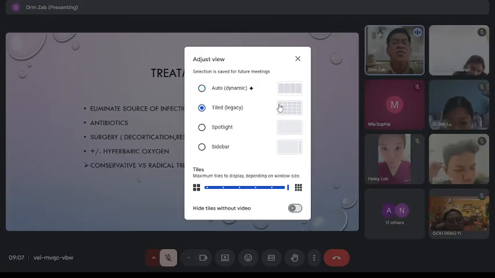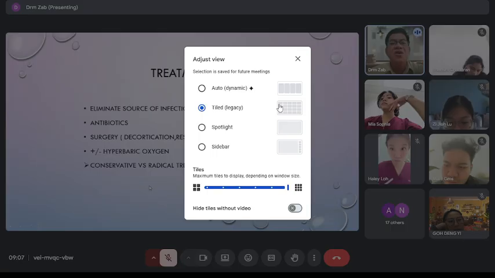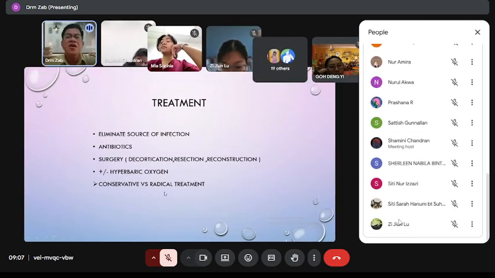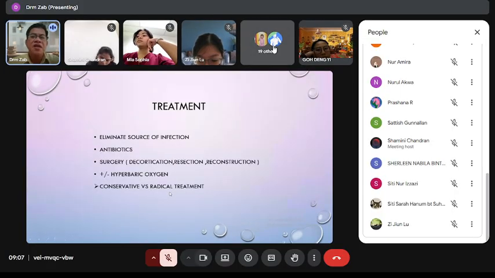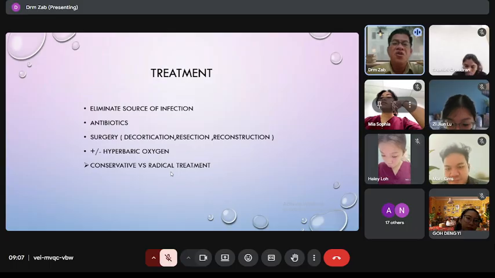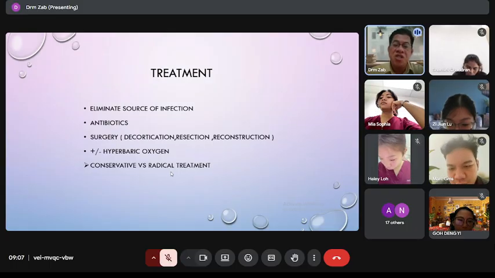All right. So treatment basically for surgery, either conservative or radical. Conservative, simple one like you are removing the necrotic bone, what we call debridement. Radical, where you resect the affected area and then you reconstruct the area with titanium reconstruction plate, or you can use autogenous bone.